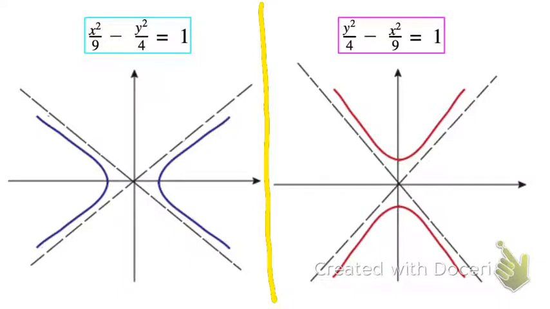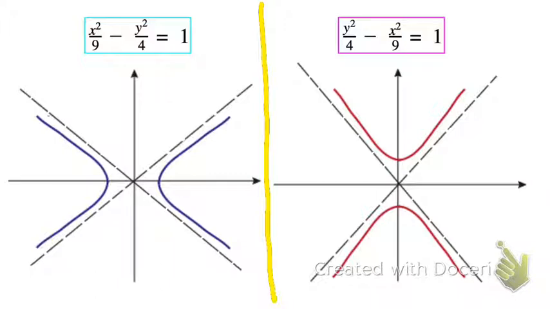Here I'm showing you two hyperbolas. Let's talk about the one on the left first, that is in blue. Now the dark blue line is actually the hyperbola. You also see a black dashed line. Those are called asymptotes. The hyperbola gets closer and closer to the asymptote but never crosses it.